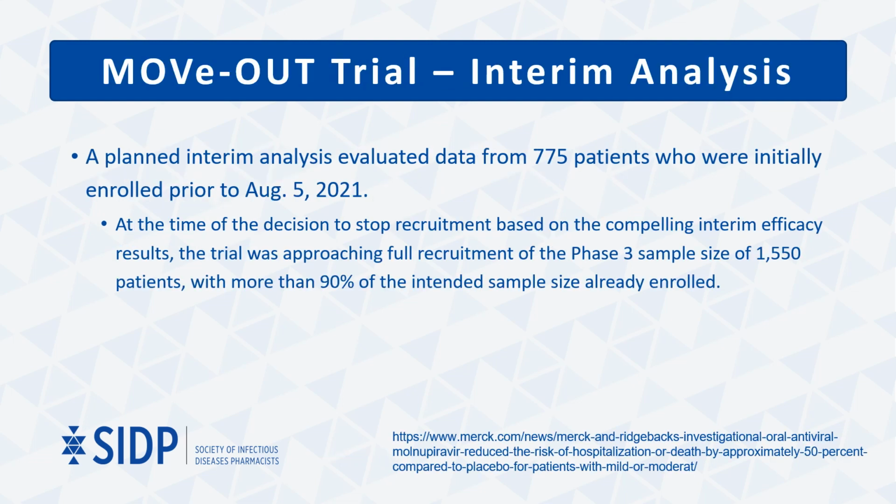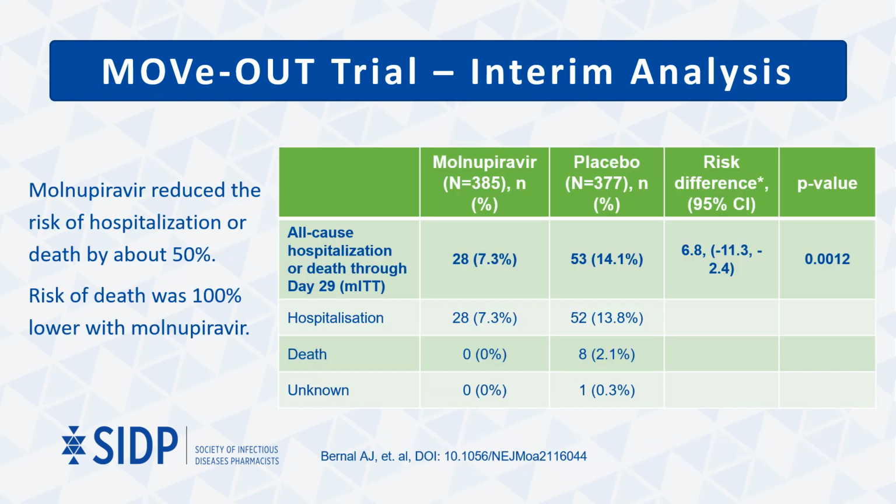On August 5th, there was a planned interim analysis that was conducted looking at data from 775 patients. At this time, owing to favorable results, study recruitment was halted. At this time, the trial was approaching full recruitment, for an estimated sample size of around 1,500 patients, and more than 90% of the intended sample size had already been enrolled prior to the determination to halt study enrollment.